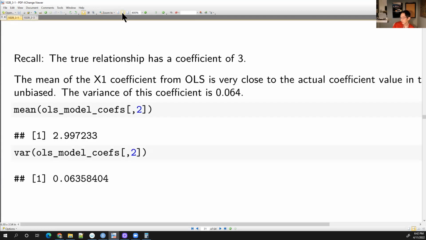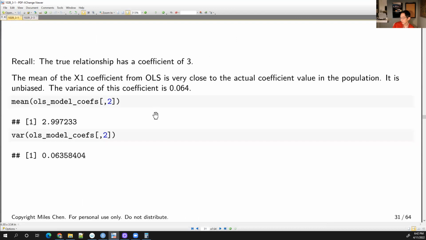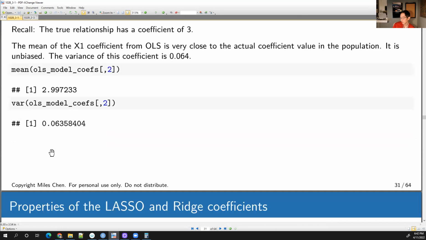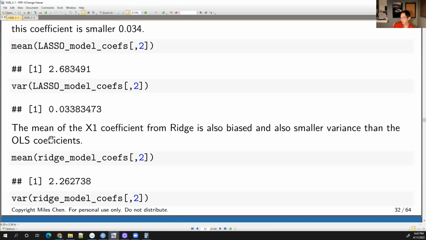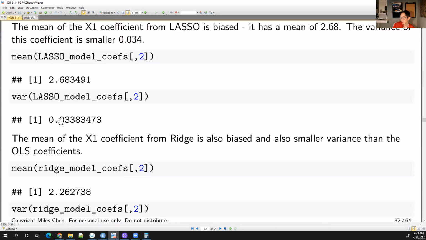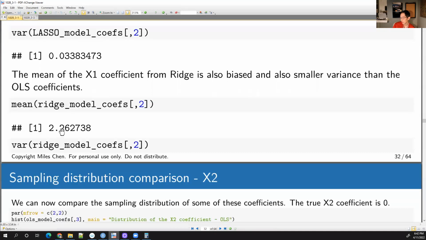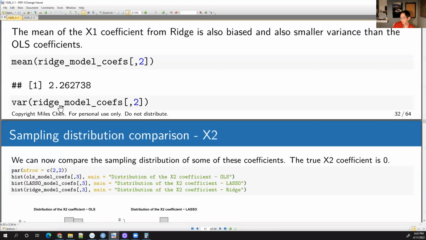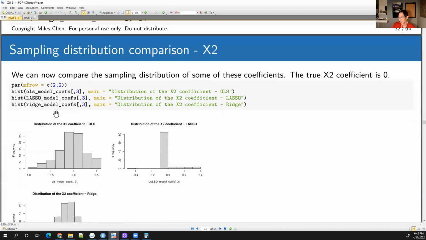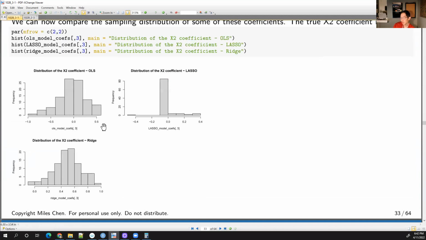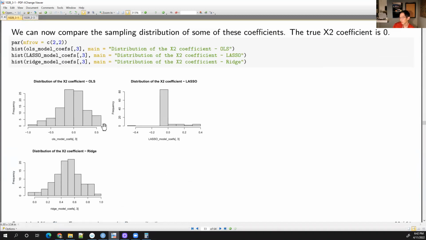So if I look at OLS, the mean is 2.997, the true value is 3, and the variance is 0.063. And for LASSO, the mean is 2.68, and I guess the variance has gone down. Over here, the mean is 2.26, and the variance didn't print out, but it's smaller. You'll just have to take my word for it, it's smaller. This is where we start to see a little bit more of an effect here.